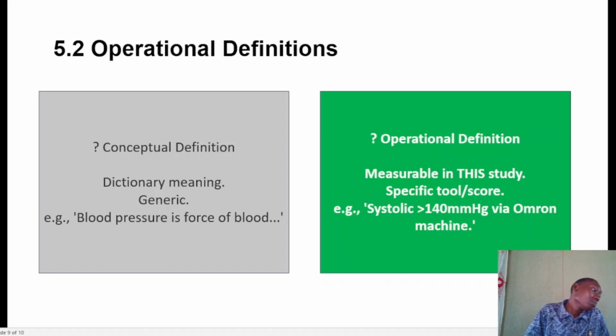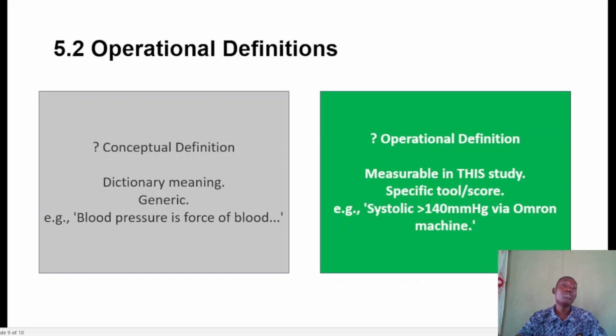Now, it depends on your lecturer sometimes, but I feel like most lecturers will prefer you to use operational definition because operational definition is the standard. That's just it. Operational definition is the standard. Definition of terms is also called conceptual definition of terms. Now, it just means dictionary meaning.